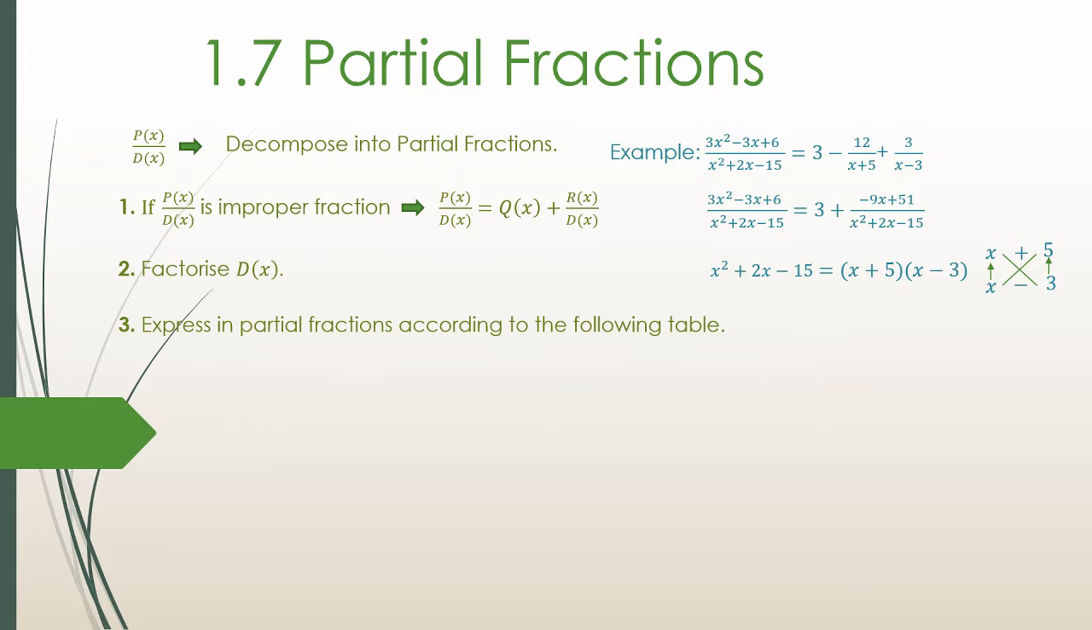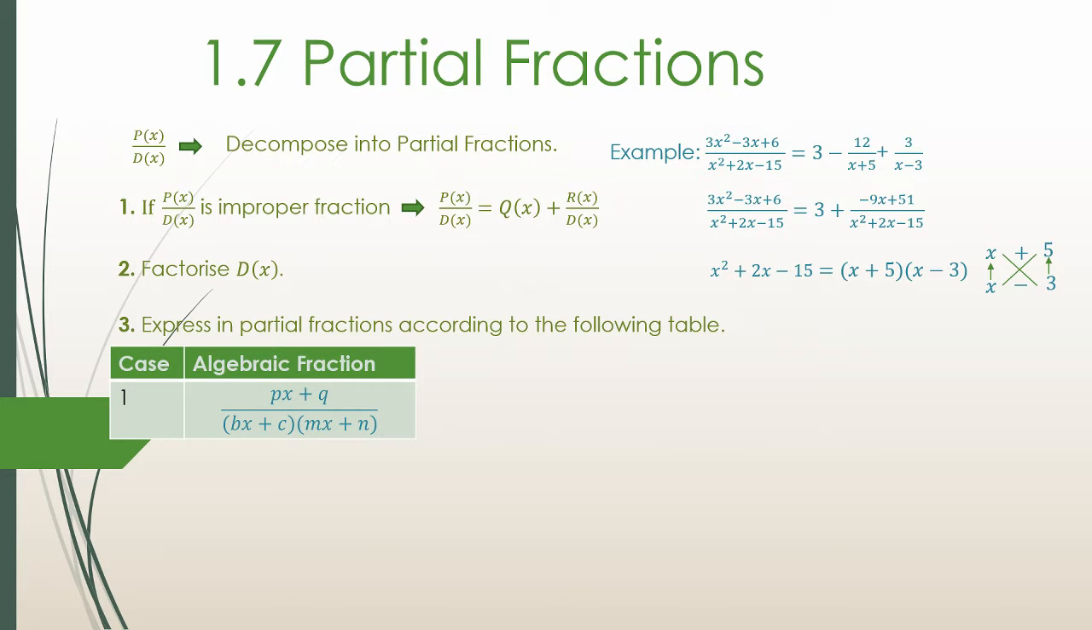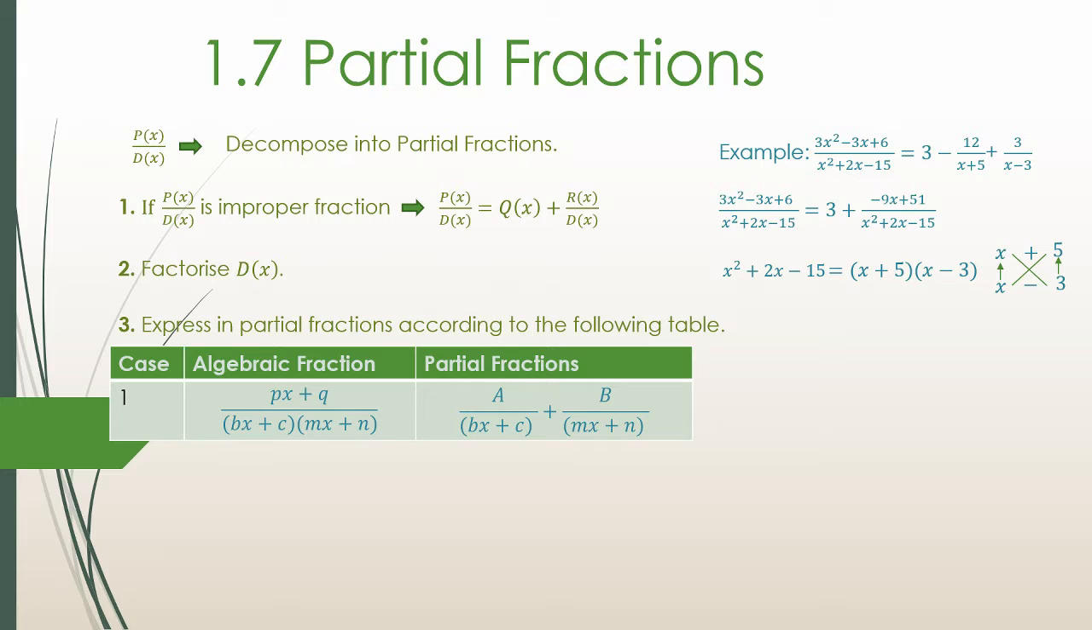Step 3. Express in partial fractions according to the following table. Case 1. The denominator has distinct factors. Let's say numerator is px plus q and denominator has factors bx plus c and mx plus n. Then the fraction can be decomposed into a sum of two fractions having constant terms over each factor. That is, a over (bx plus c) plus b over (mx plus n).